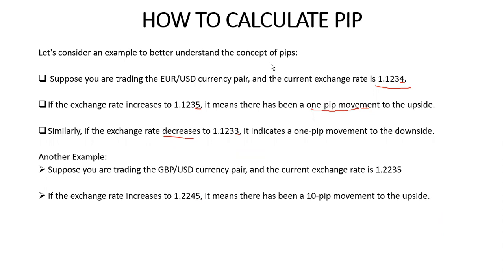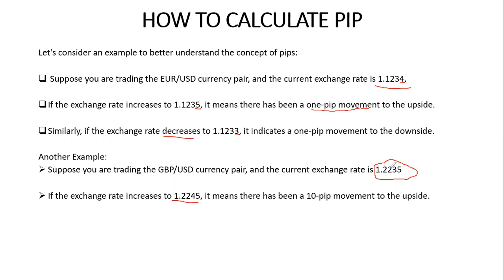So you can see that the exchange rate, which is 1.2235, has increased to 1.2245. So what is the movement there? You see that we have the last 2 digits to be 35. But when it comes to the increase to, we have the last 2 digits to be 45, meaning there has been an increase. It means that there has been a 10 pip movement to the upside.